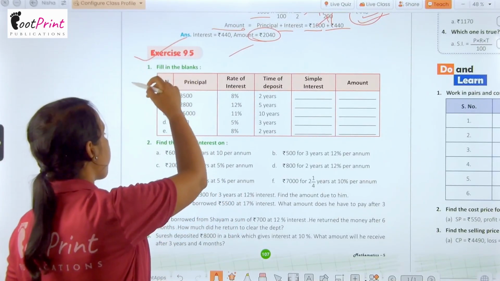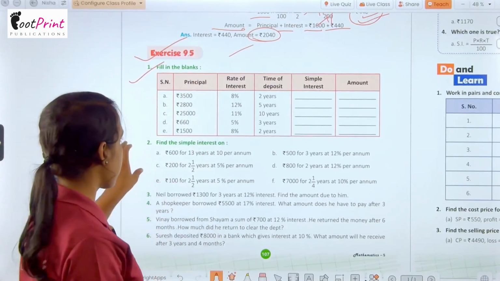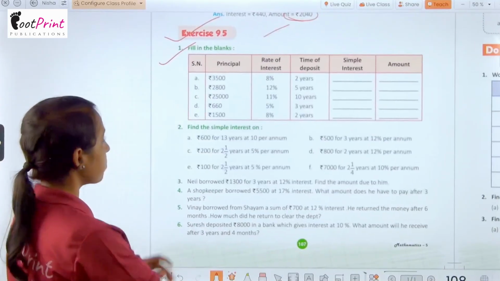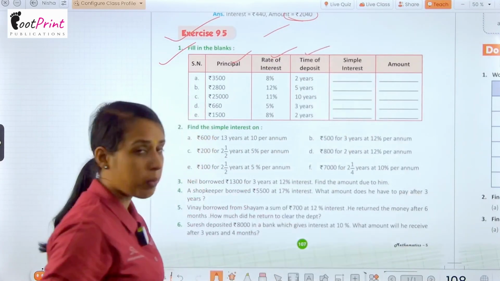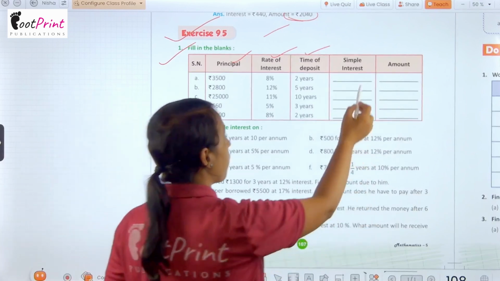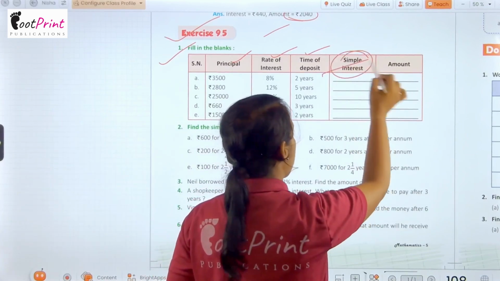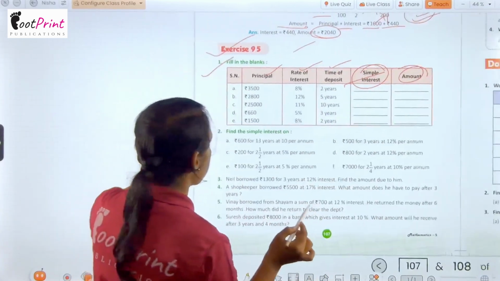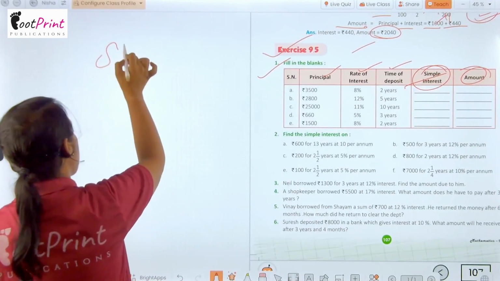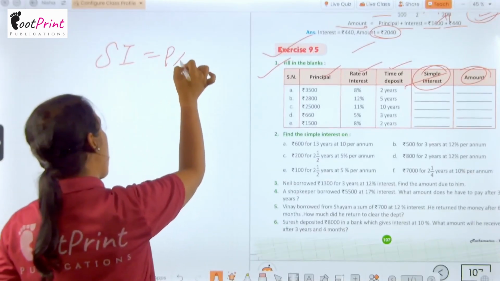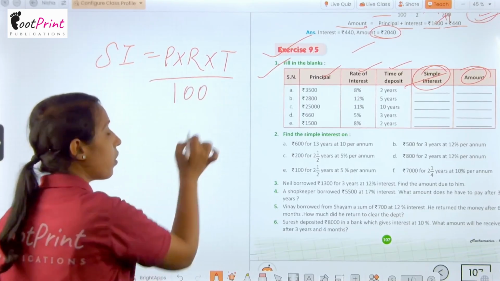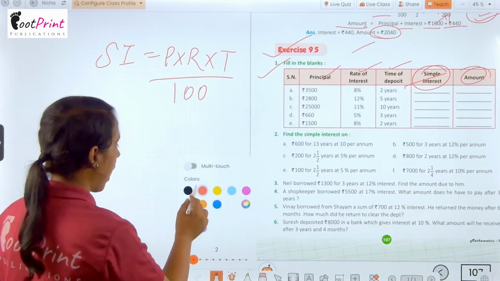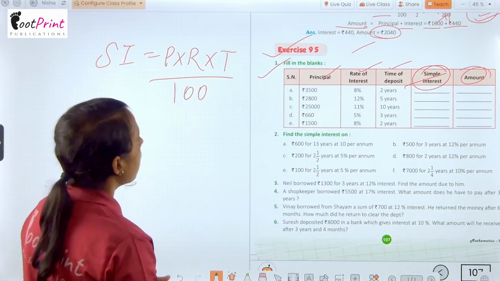Exercise 9.5, first question is fill in the blanks. Here principal is given, rate of interest is given and time of deposit is given, and we have to find out the simple interest or amount. As we know, to find simple interest, we do P into R into T upon 100. This is our formula.